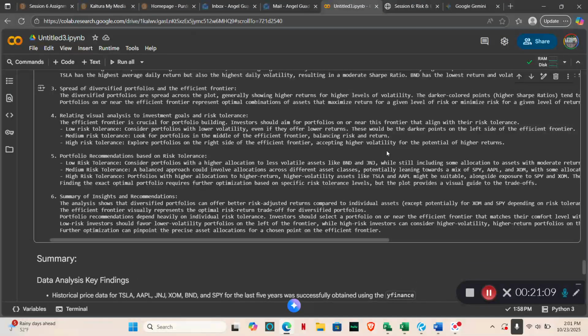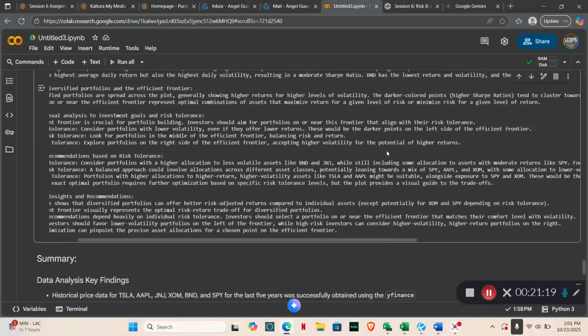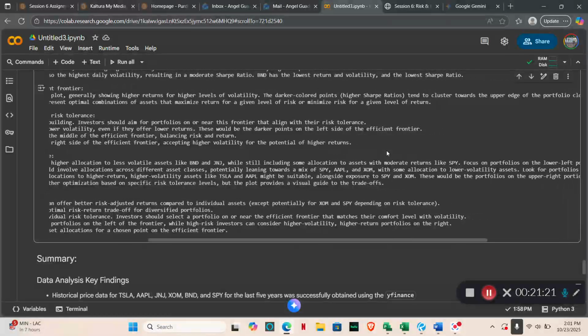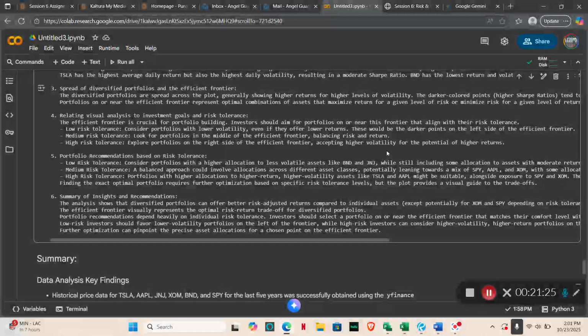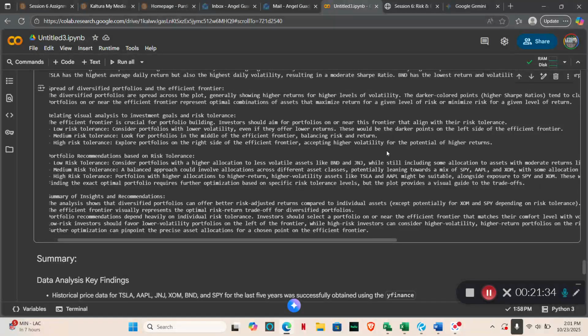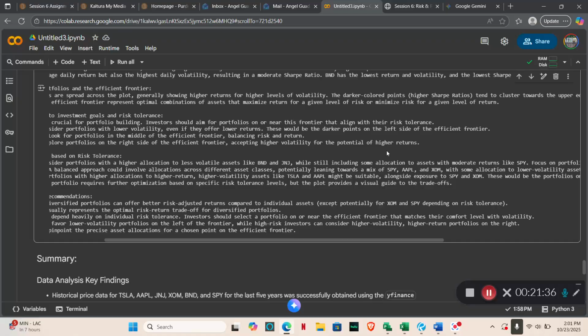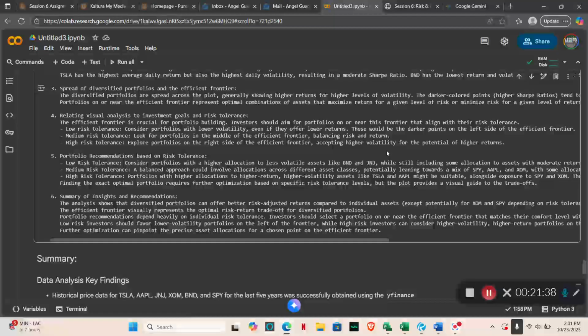And for recommendations, for low risk tolerance, we're going to consider portfolios with a higher allocation to less volatile assets like BND and J&J, while also still including some allocation to assets with moderate returns like SPY. Focus our portfolios on the lower left portion of the frontier. For medium risk tolerance, a balanced approach could involve allocations across different asset classes, potentially leaning towards a mix of SPY, Apple, and Exxon with some allocation to lower volatility assets.